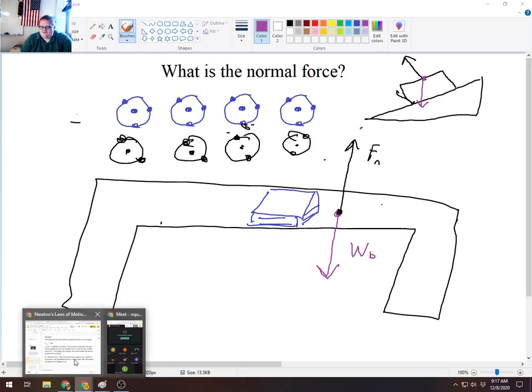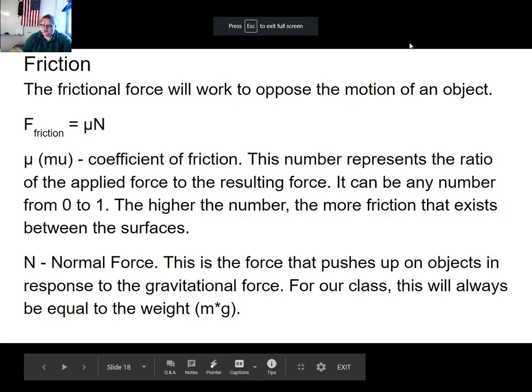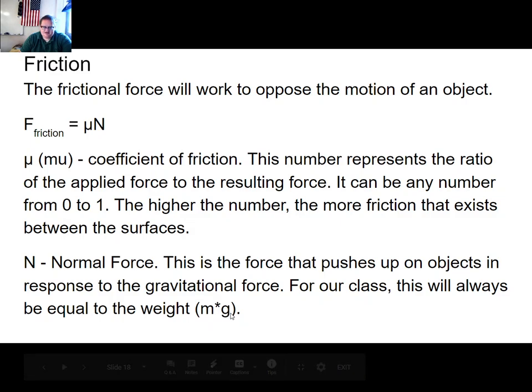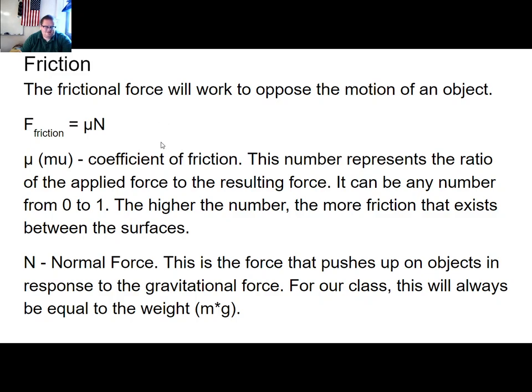Okay, so now we talked about both parts. Now we can finally come to our conclusion here. So we talked about the normal force. In this case, it is always going to be equal to the weight, mass times gravity. So then you can really rewrite this equation as F equals mu times m times g if you want to. That's going to be the same, at least for this class.